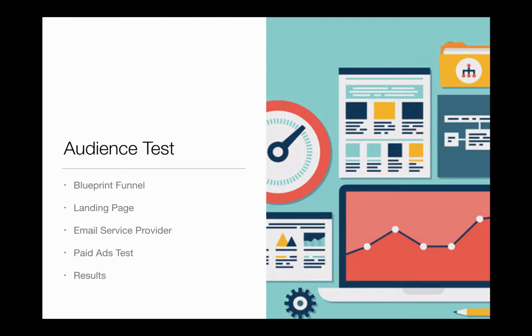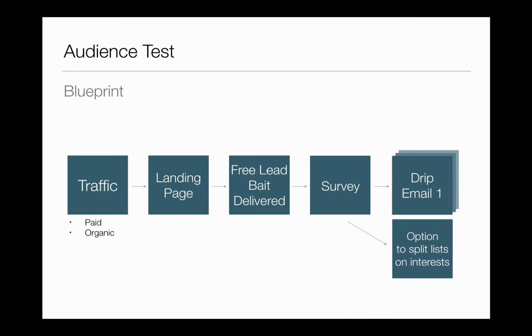So we say, okay, if this is a big problem, this is my product, how much is it going to cost me to produce it? How much are people willing to pay for it? And we move forward from there. So in this chapter, we're going to cover the audience test, the blueprint funnel, landing pages, email service provider, some paid ads tests, and then the results.